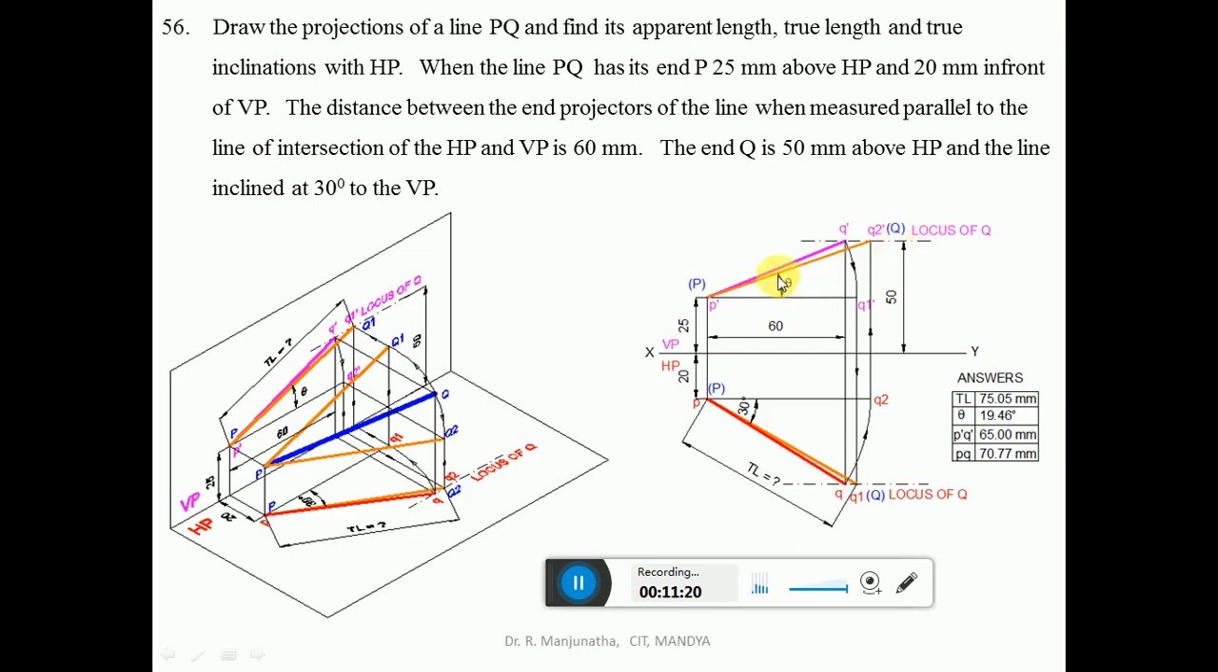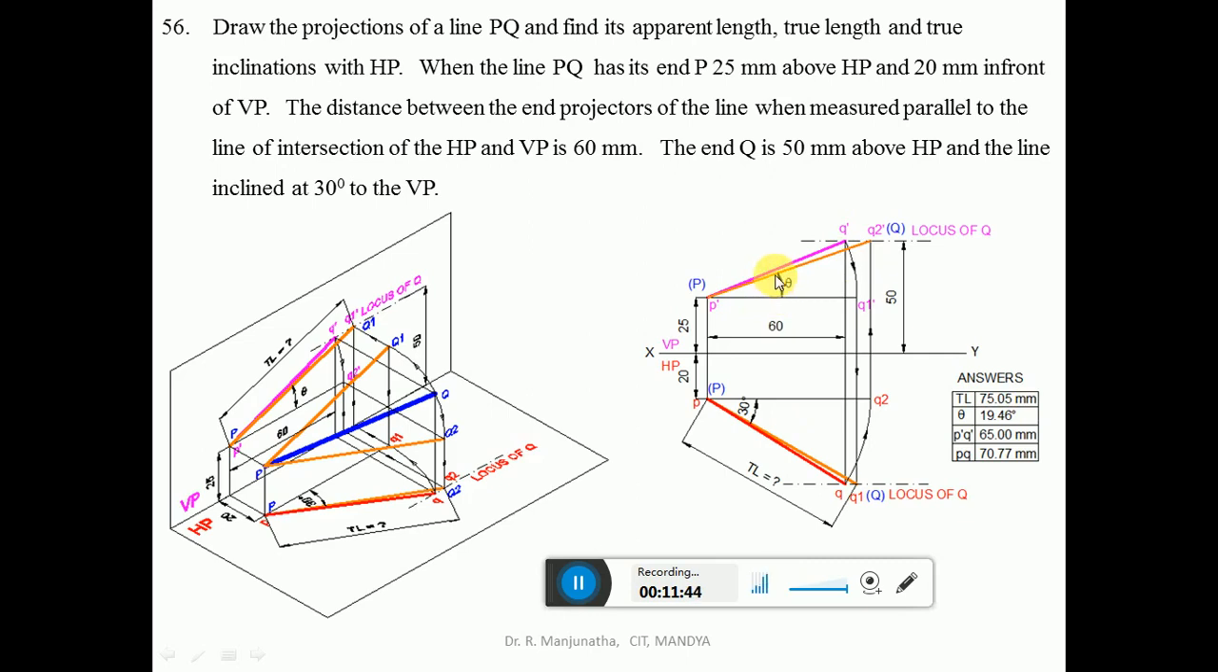So you are going to measure the angle with respect to this, which is going to be theta, and we know to measure the length, which will be the true length, and measure the apparent length he has given. To find the apparent length, measure P dash Q dash and PQ. By using the scale, you measure the true length of this line, which will be 75.05 when you are doing it in the computer. When you are doing it manually, it will be 75.